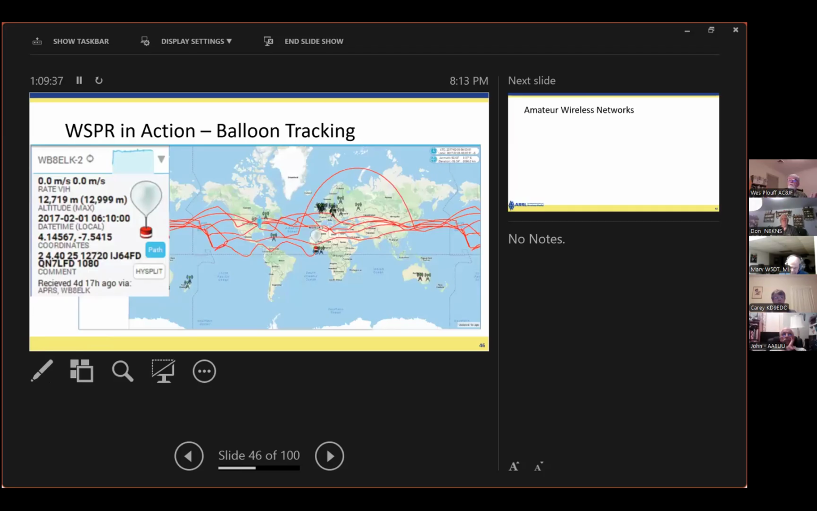Whisper is also used on ham radio balloons that are sent up. This is something that was sent up in, I think, 2016, and it went around the world several times at about 40 to 50,000 feet. It was just a helium balloon with a few ounces of radio attached, and it transmitted these whisper beacon signals every so often.